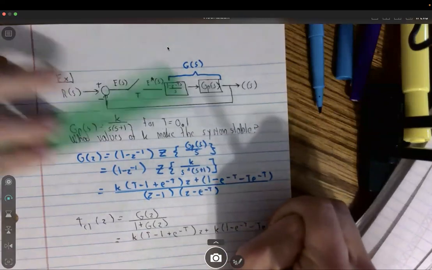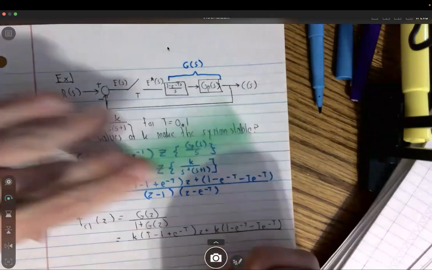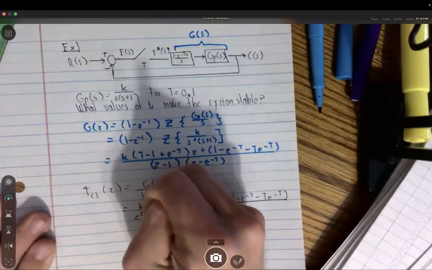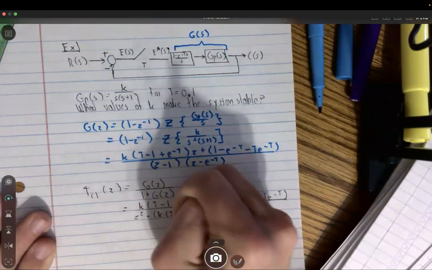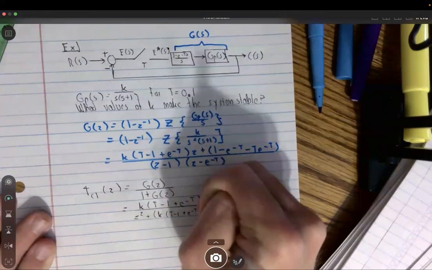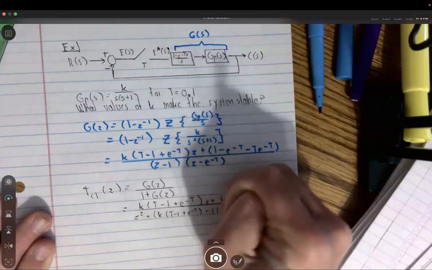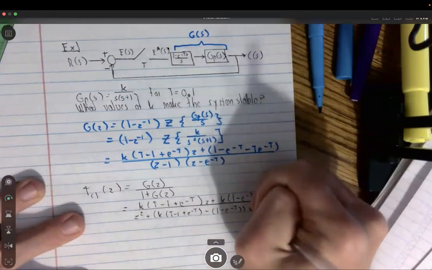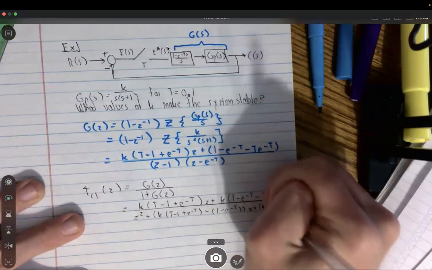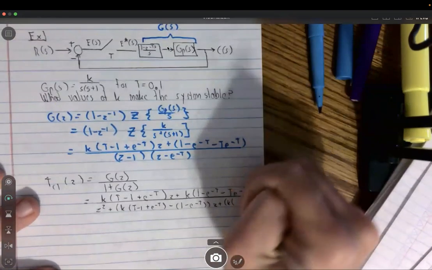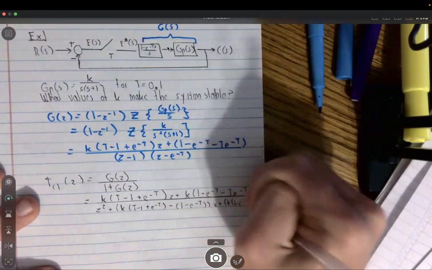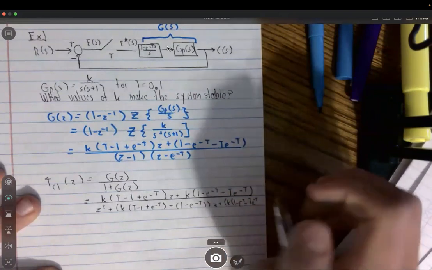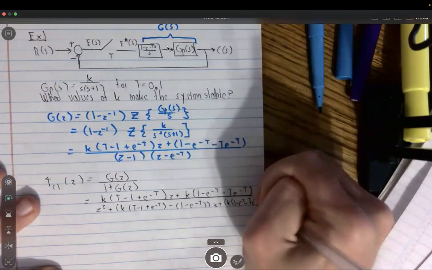So the numerator really isn't going to be important. It's more about the denominator of our closed loop, because that's our characteristic equation. So we're going to get K times (T minus 1 plus e to negative T) minus (1 minus e to negative T) and then Z, and then plus K times (1 minus e to negative T minus T e to negative T), and then we're going to have plus e to negative T.